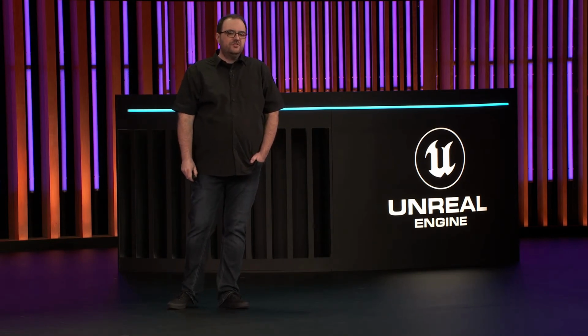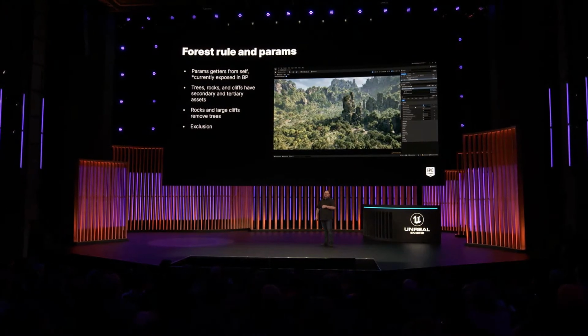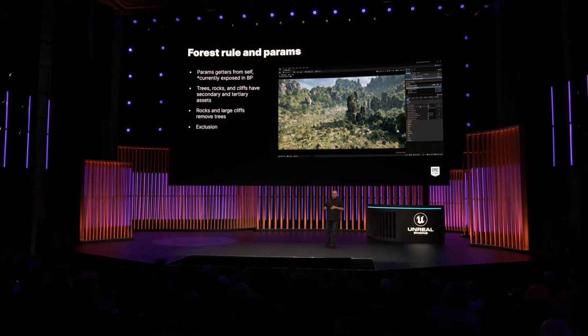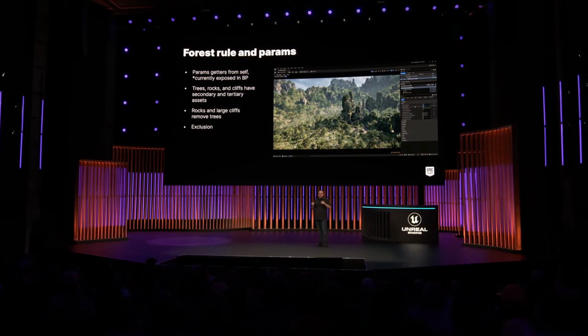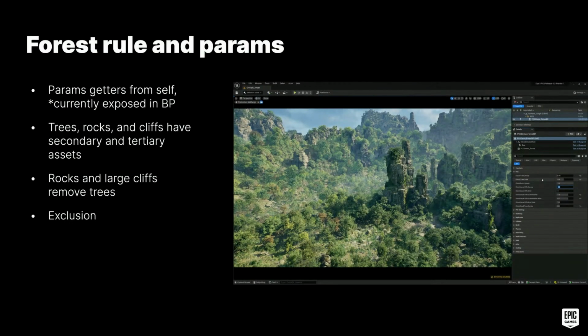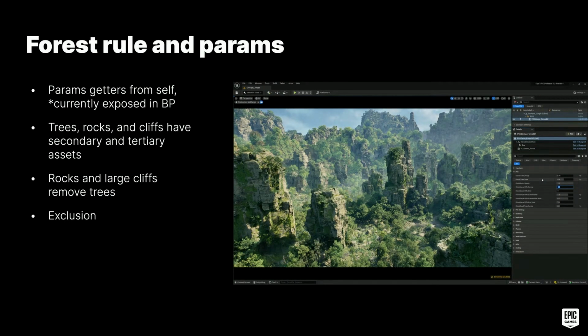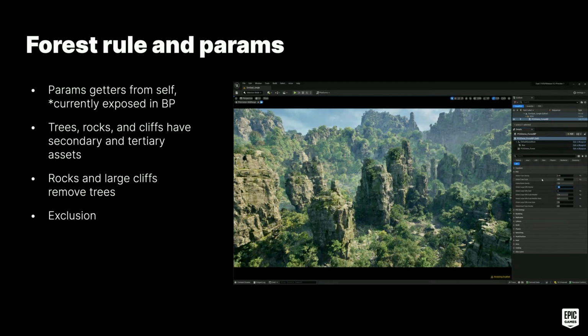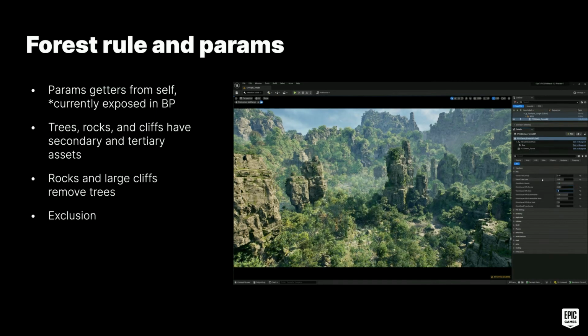The forest rule is following what you would expect from a procedural forest, where primary assets such as rocks and trees are surrounded by their own secondary and tertiary assets. And the rocks and the cliffs are also removing all of the trees that are overlapping, so we don't have bad overlaps in the forest. And in the same way, we exclude the entire hand-crafted area, as well as the PCG close range area that I was talking about earlier.